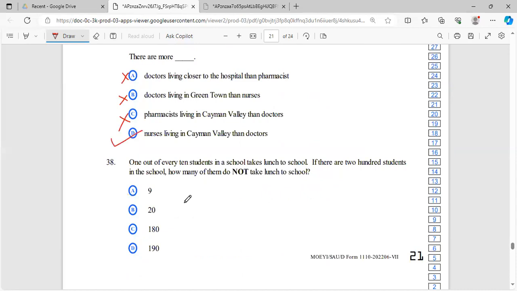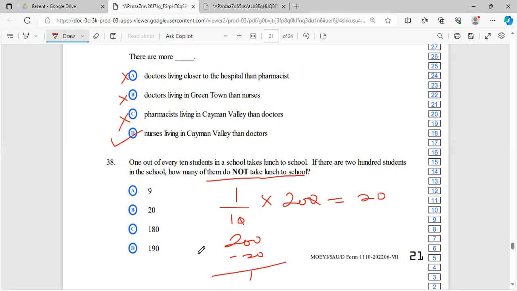Let's look at 38. 1 out of every 10 students in a school takes lunch to school. If there are 200 students in the school, how many of them do not take lunch? So let us match up this because we have 2 more to go, guys. 1 out of 10 take lunch to school. You have a total of 200. So basically 20 students take lunch to school. And it says how many do not. So if 20 take out of 200, we simply subtract 20 from this. So 180 would be our answer.